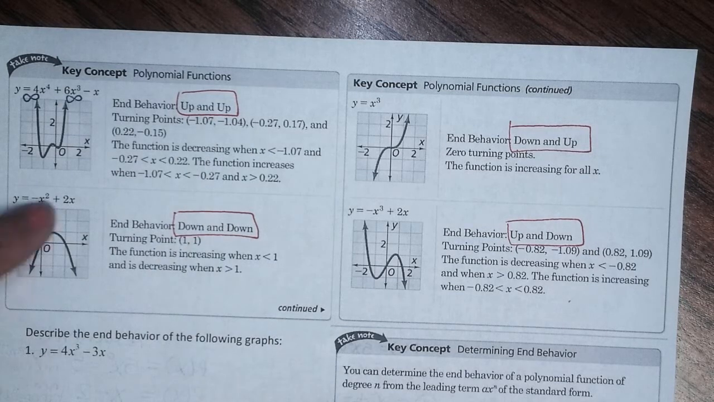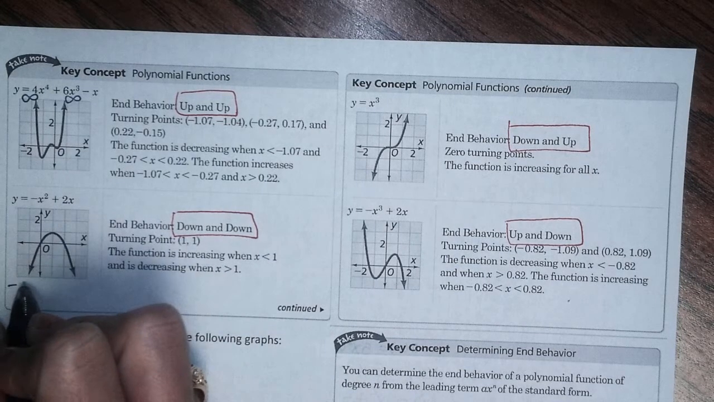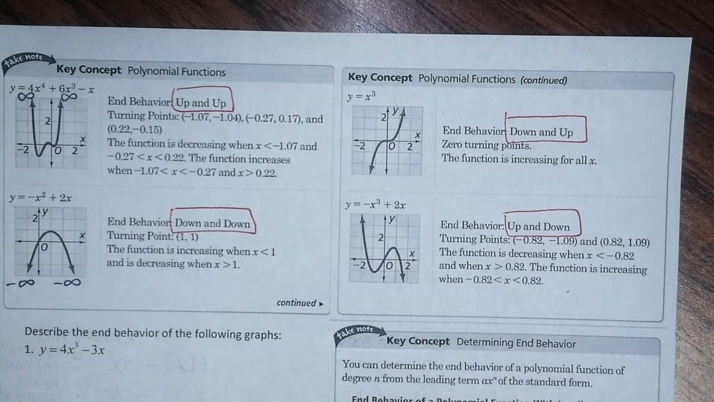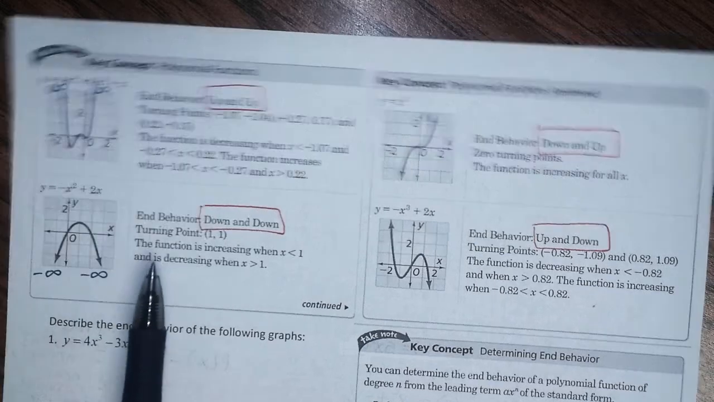Next, if your graph goes down, to negative infinity, that's called down, down. So again, if you look at the graph from left to right, it starts at negative infinity and it ends at negative infinity. That's called down, down.